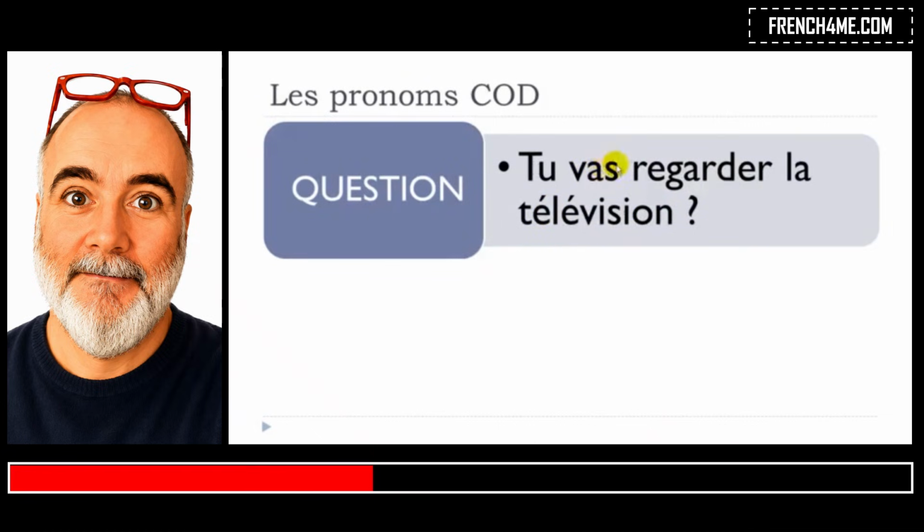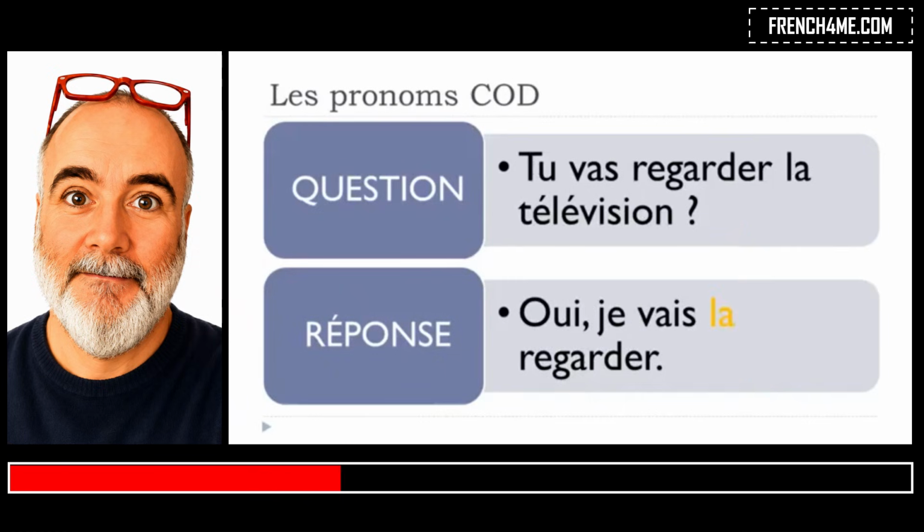If you look carefully, you've got two verbs, and that's the important thing here. If you have a structure with two verbs and you want to use a pronoun, this pronoun will always come before the second verb, like here: oui, je vais la regarder. I'm not saying it comes between the two verbs, because you can have many things between them. Focus on the idea that it comes before the second verb.